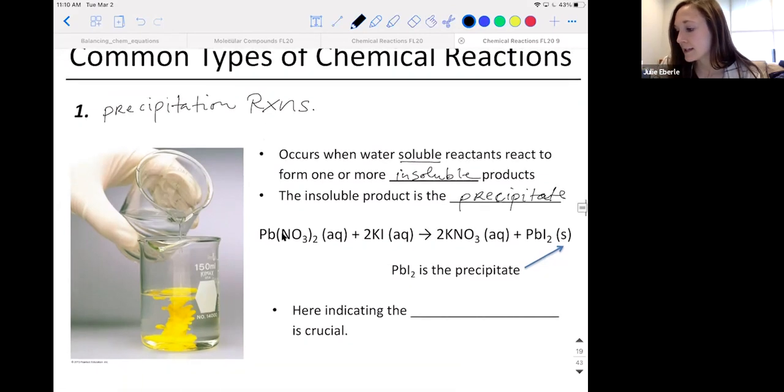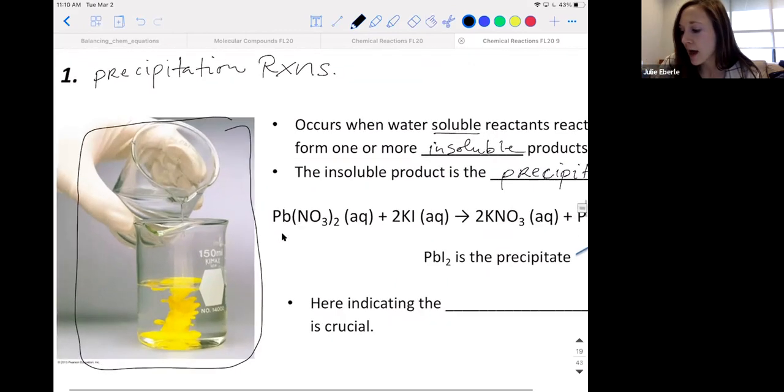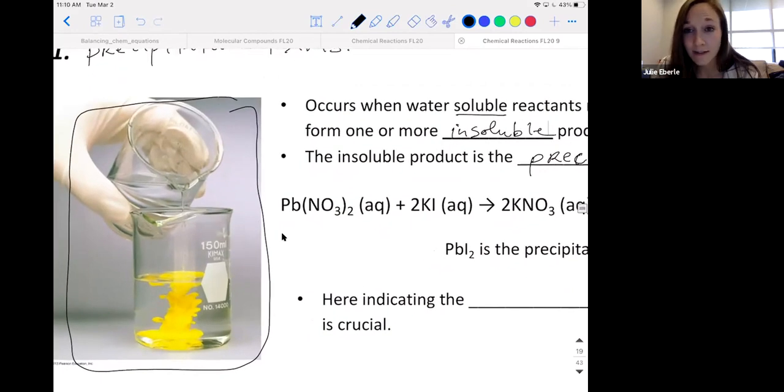So here's an example. You can see this picture over here. We're mixing 2 beakers, and these beakers have liquids in them. And you can see the moment they touch, the moment they mix, you get this really bright yellow compound. It's kind of hard to tell. The compound doesn't look super solid there, but it's not translucent. You can't see through it, and that is a precipitate.